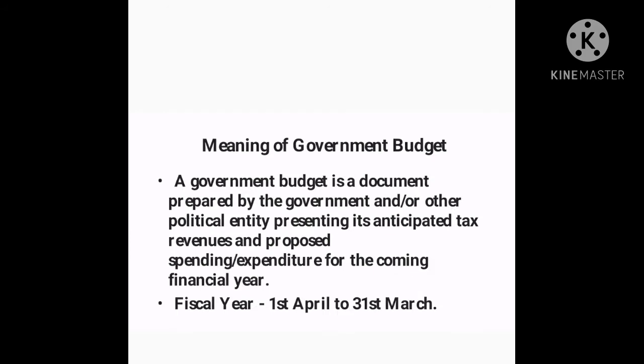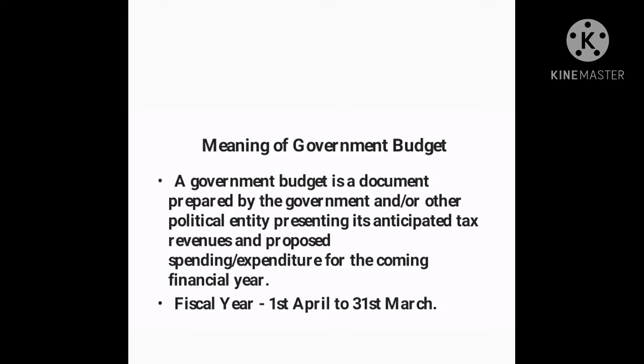A government budget is a document prepared by the government and or other political entity presenting its anticipated tax revenues and proposed spending or expenditure for the coming financial year. The government budget is an annual fiscal statement depicting the revenues and spending for a financial year that is often moved by the legislation, sanctioned by the chief executive or president and given by the finance minister to the country. Budget is also known as the annual financial statement of the nation.